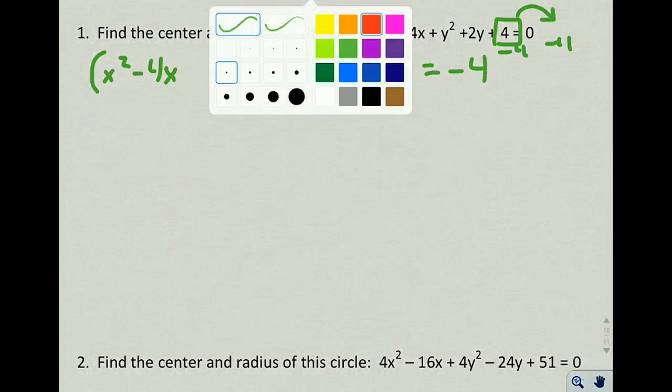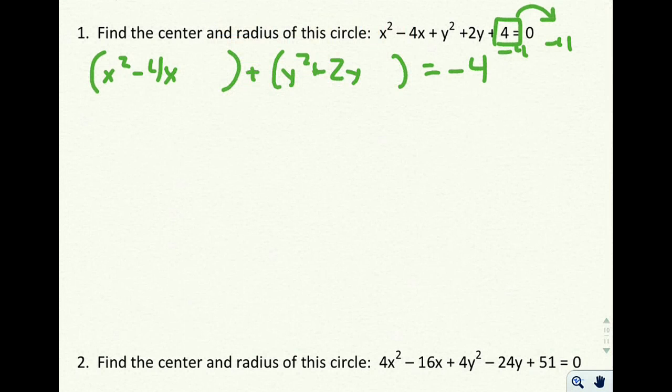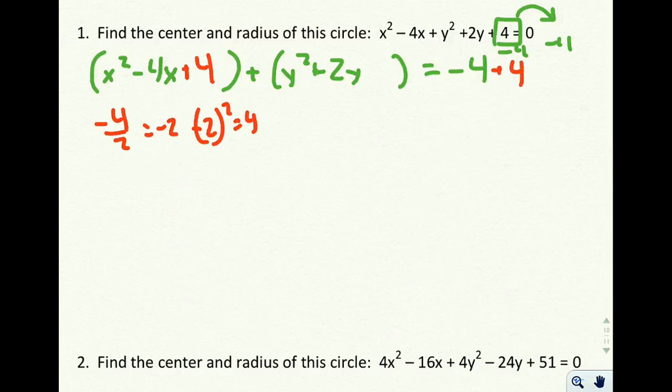Now we figure out what we need to put into both sides. Take our negative 4, divide that by 2 to get negative 2, and negative 2 squared equals 4. So we add 4 to both sides. And then on the y's, we take our 2, divide it by 2, we get 1. We know that 1 squared equals 1, so we add 1 to both sides.